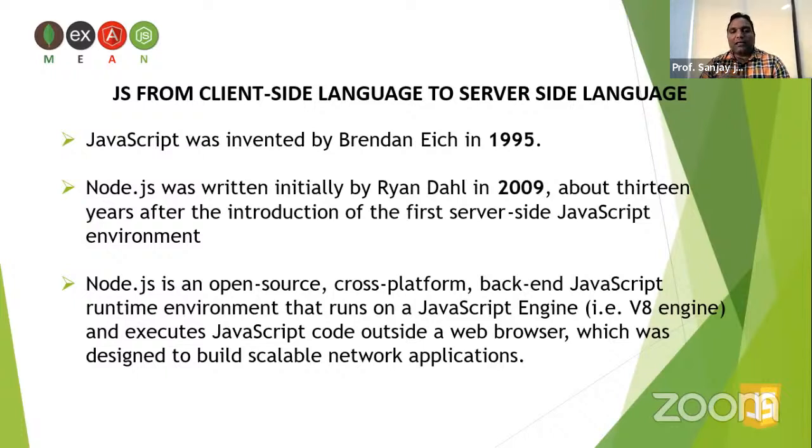But in 2009, Ryan Dahl created Node.js. He wrote Node.js, about 13 years after native JavaScript came into use. So what is Node.js? Basically, Node.js is an open source, cross-platform, backend JavaScript runtime environment that runs on the V8 JavaScript engine and executes JavaScript code outside of the web browser.